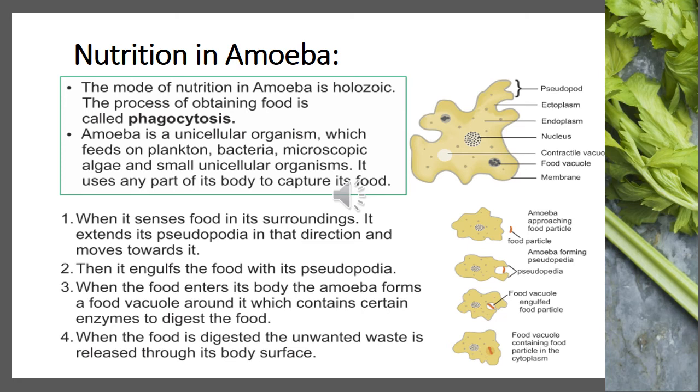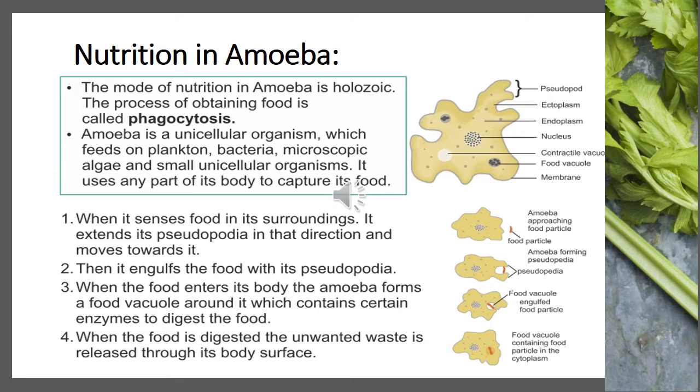The mode of procuring food into the body varies in different organisms. Each organism has some special features on its body to procure food. First, we'll talk about the nutrition in amoeba.